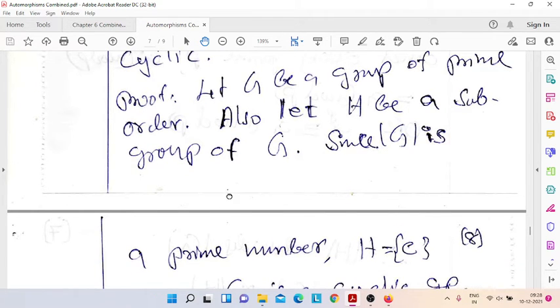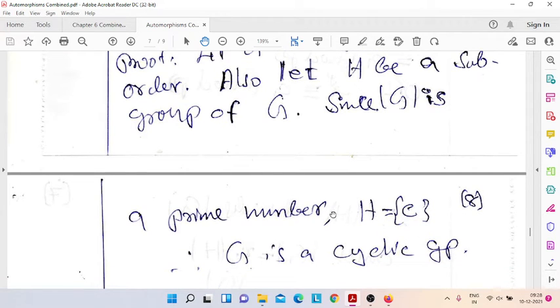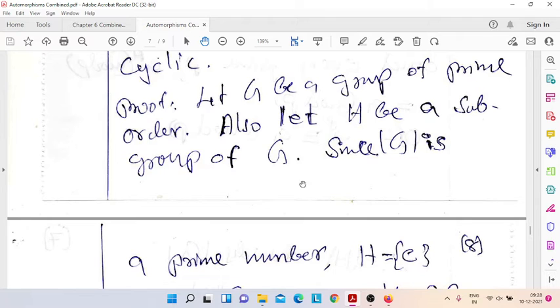Since G is of prime order, H must contain only one element, that is the identity element. Why? Suppose that H is a proper subgroup of G, then it will have some order greater than 1. Using Lagrange's theorem, the order of H must divide the order of G. Suppose p is the order of G, then p has only 2 divisors: 1 and p. So 1 and p are the only divisors of the prime number p.